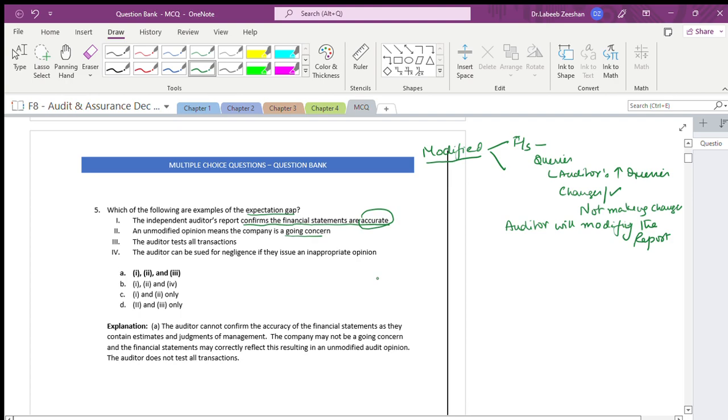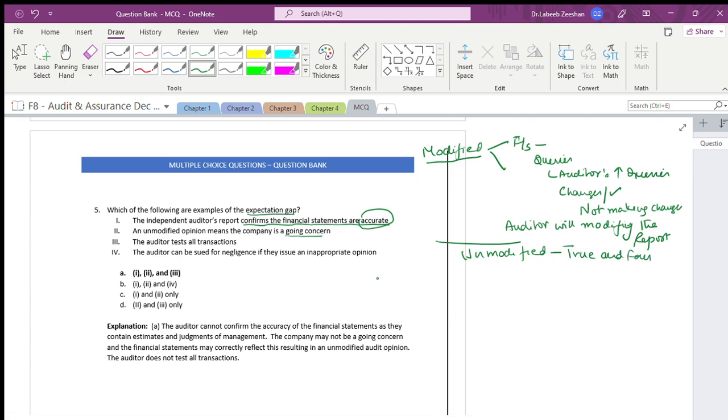Now, what is the unmodified report? Unmodified report is definitely where we are going to say that this report is true and fair, this report is accurate, this report is reasonable. An unmodified report means the company is a going concern. We are very much concerned that the company has to continue in the future.